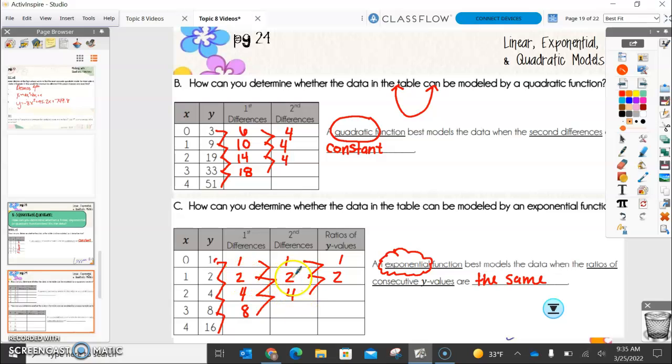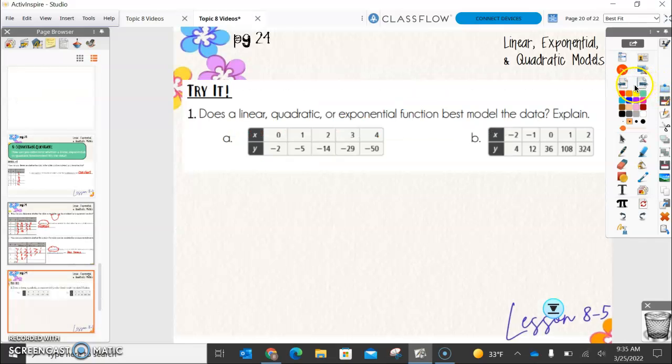Here, 4 divided by 2 is 2. So the cool part about lesson 5 here is that if you get a table of values, you can determine if it's a linear, quadratic, or an exponential.